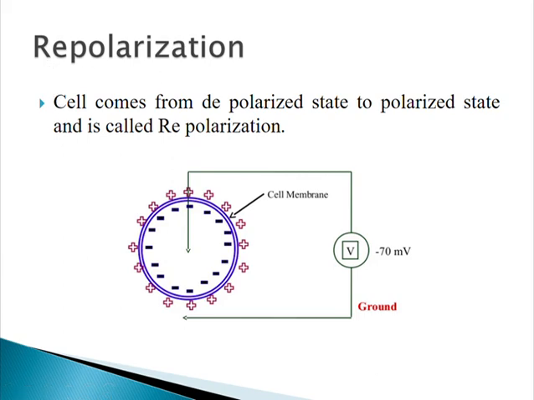So in this way, whenever the cell is excited, the action potential is generated, and whenever the cell is at the resting position, the resting potential is generated, and this helps in recording the certain activities which are happening inside an organ.